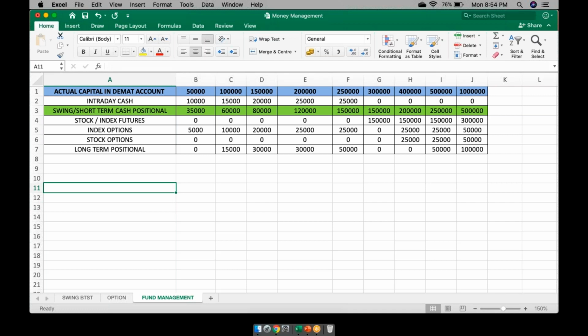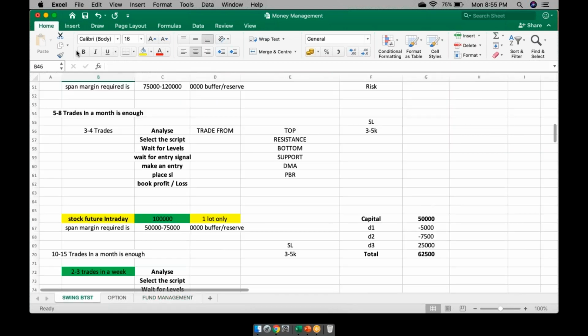So whenever someone asks, or whenever you analyze yourself, how much capital you have for trading, see how much is actually there in your demat account. For 50,000 rupees you can trade intraday cash 10,000. You can see the bifurcation here, and you can start investing. A sample study is available here. This sheet will be uploaded in the backend in the next 5-10 minutes once the session is over, so you can start observing it.